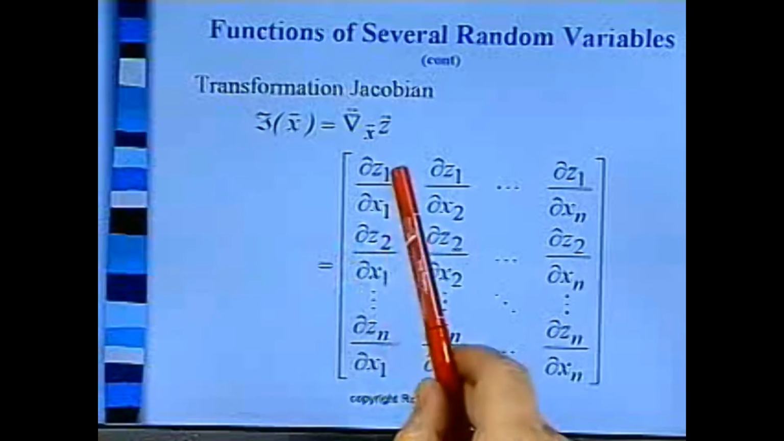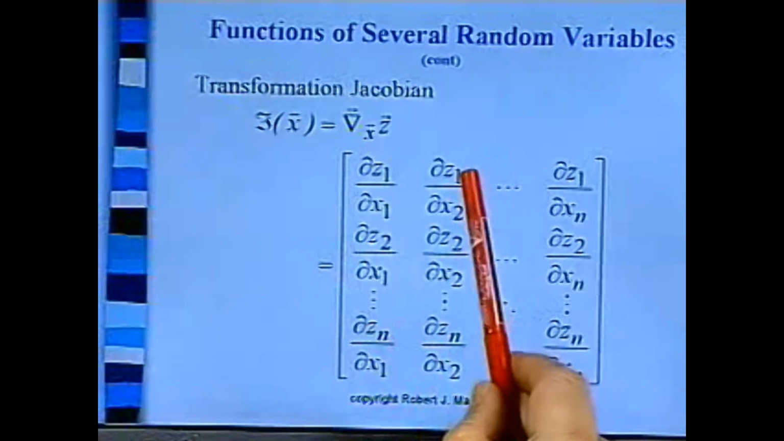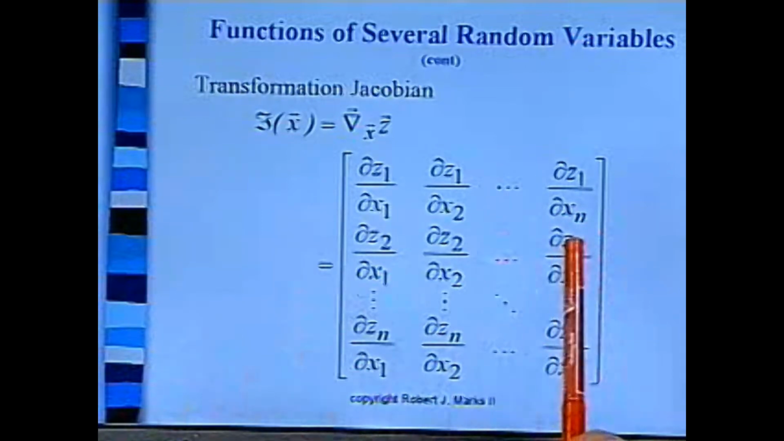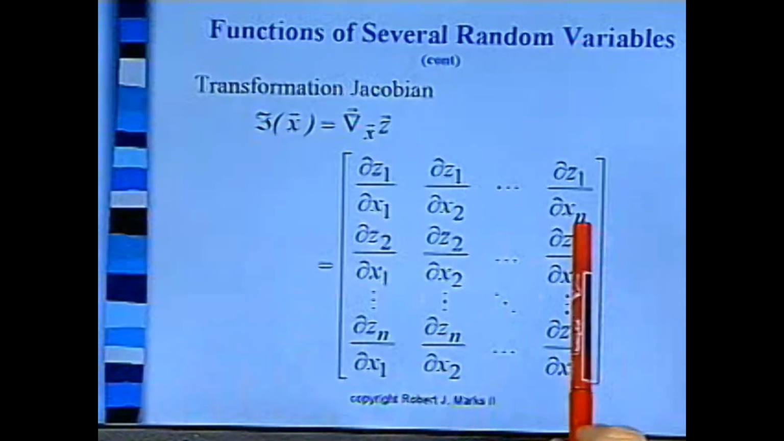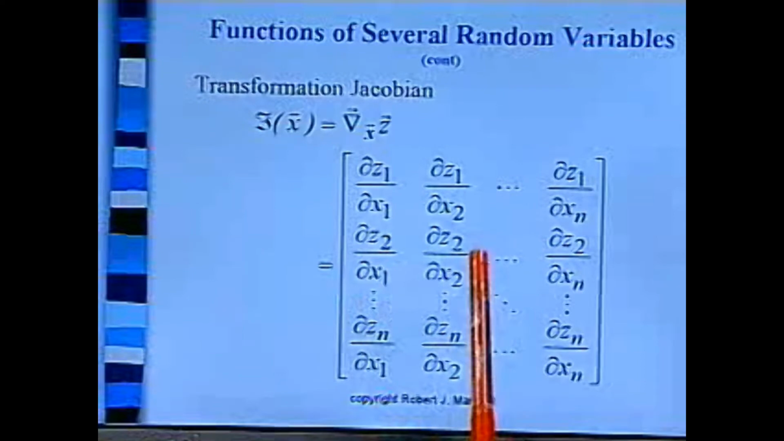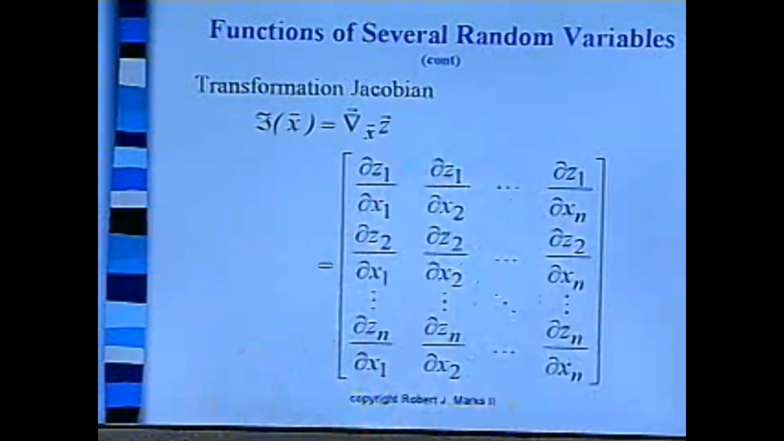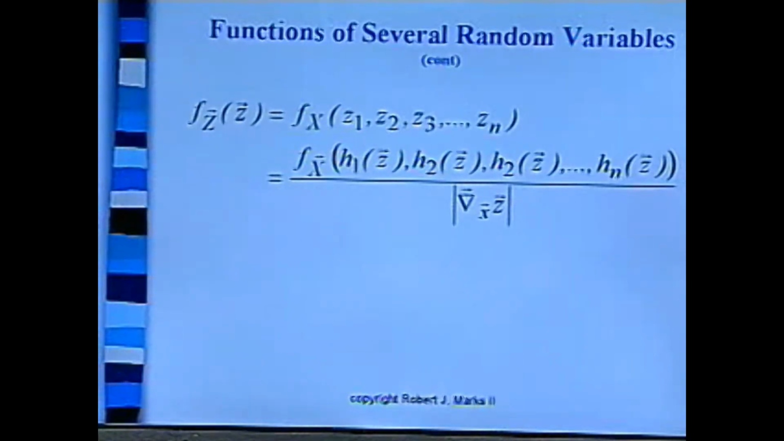So you can see z1, x1, z1, x2, z1, xn. We're having n random variables here. Same thing for z2, etc. So you can see it's a matrix of all possible combinations. That's referred to as the Jacobian.